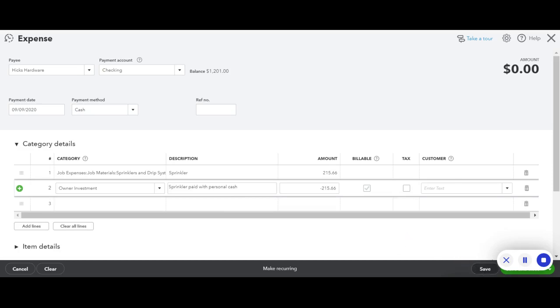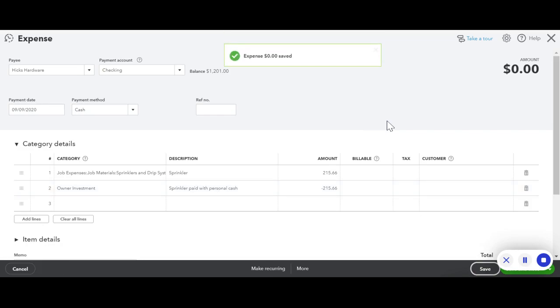You go ahead and press save, and then it will be on the profit and loss report for you.